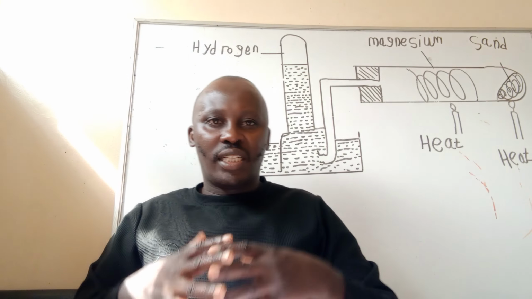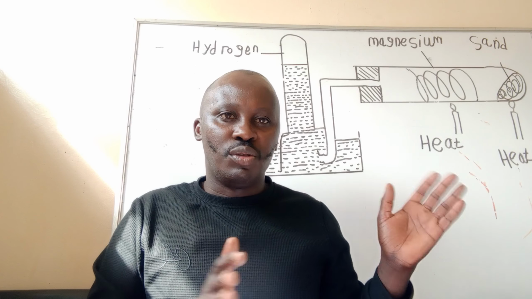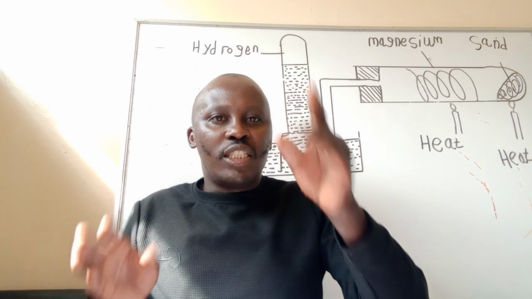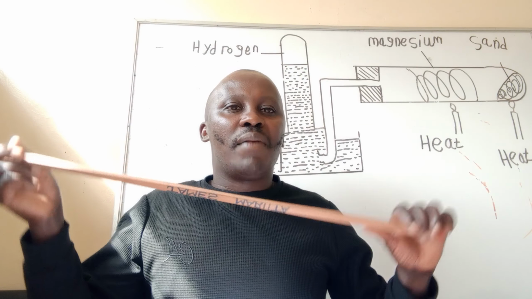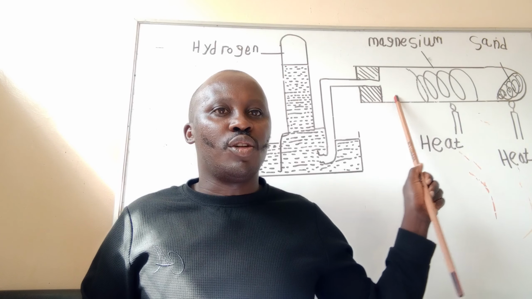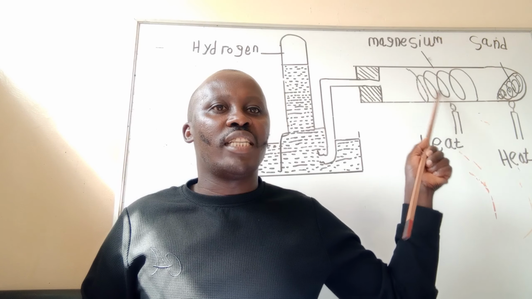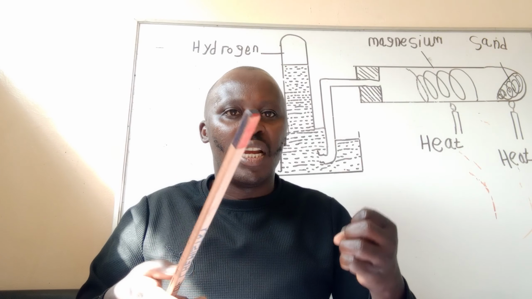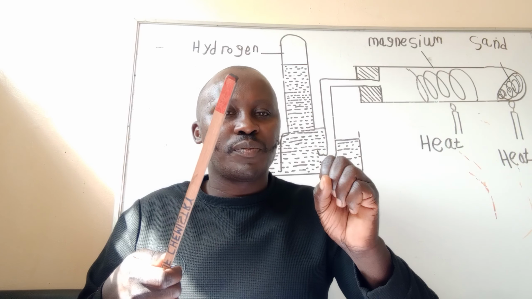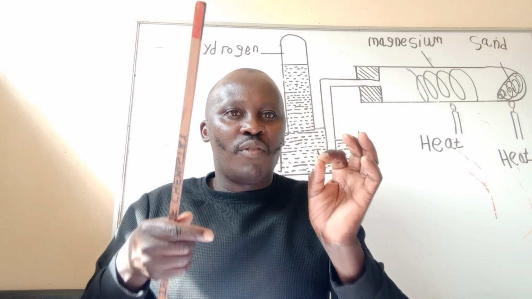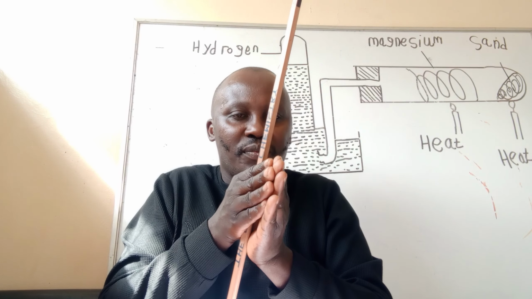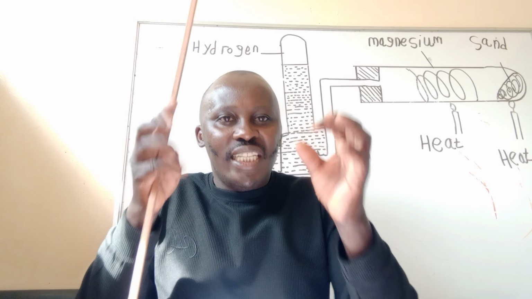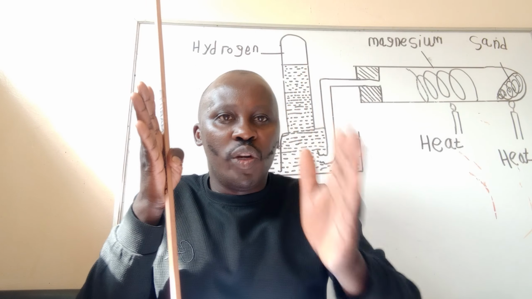So what are some of the expected questions that you can be tested on from this particular diagram? As you can see here, the magnesium ribbon is coiled. Give a reason why the magnesium ribbon is coiled. The magnesium ribbon is coiled to increase the surface area for it to be in contact with the steam.